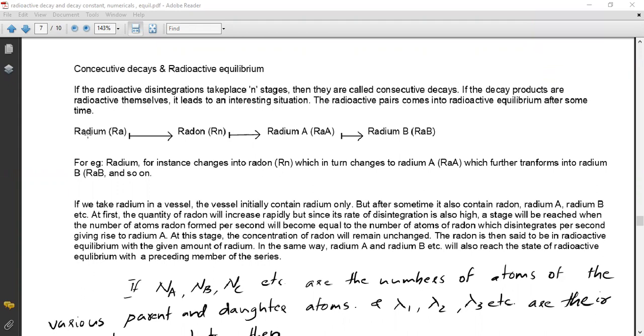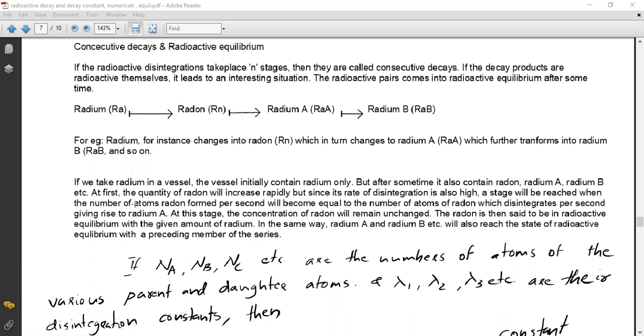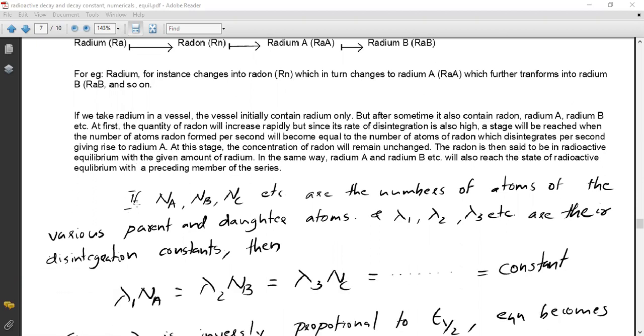For example, if we take this series, radium undergoes disintegration and is converted to radon, which is also radioactive. Then it disintegrates to radium A, and that is converted to radium B, and so on. If you take this radium in a vessel, the vessel initially contains radium only, but after some time, it undergoes disintegration, and the vessel contains radon, radium A, radium B, and so on.